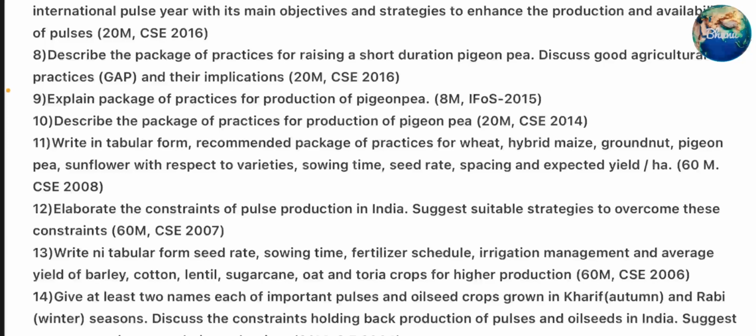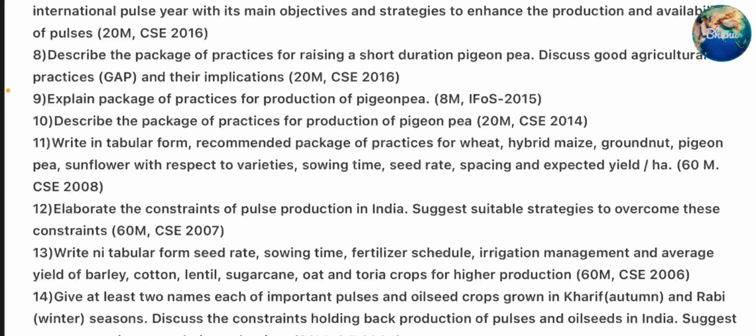Question 11. Write in tabular form recommended packages of practices for wheat, hybrid maize, groundnut, PGNP, sunflower with respect to variety, sowing time, seed rate, spacing and expected yield per hectare. Question 12. Elaborate the constraints of pulse production in India. Suggest suitable strategies to overcome these constraints.